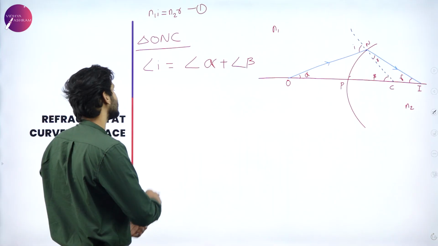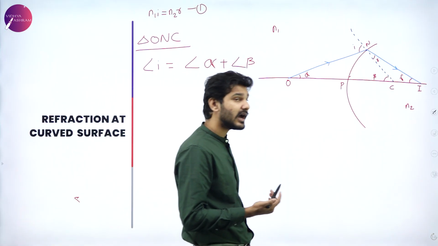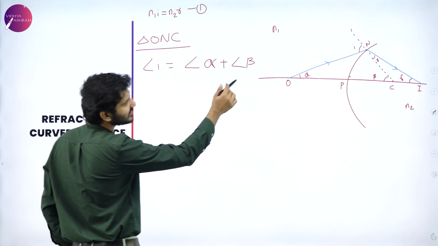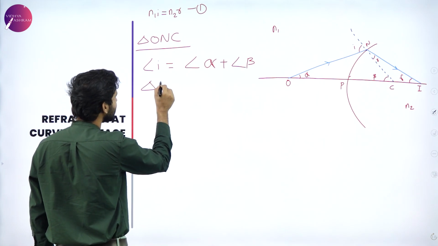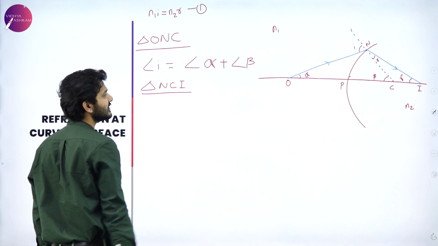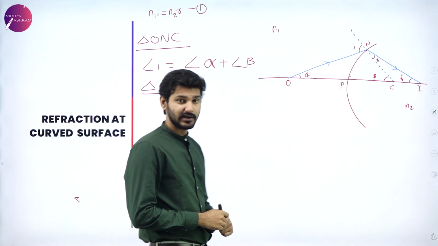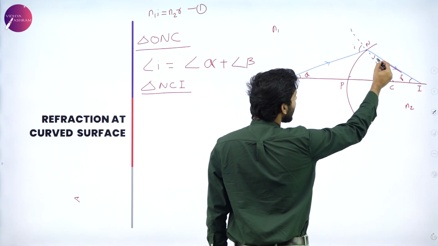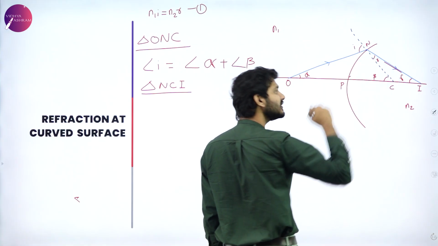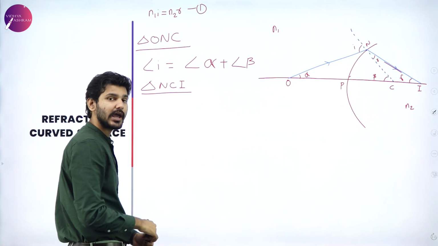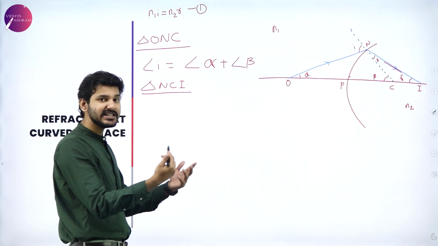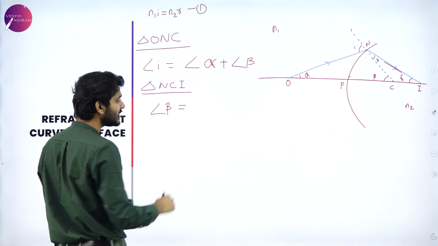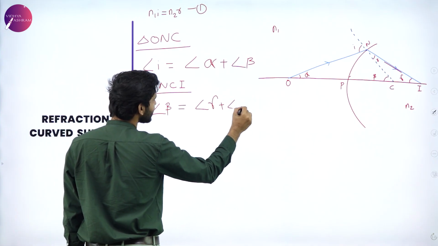It is very simple. In order to find the relation for R, we are going to consider the next triangle, which is the smallest triangle in this particular case. So that is NCI. Considering triangle NCI, what is the exterior angle? Beta is actually equal to R plus gamma, right? So beta is the exterior angle and R and gamma are the interior angles. Then I can simply say that angle beta is equal to angle gamma plus angle R.